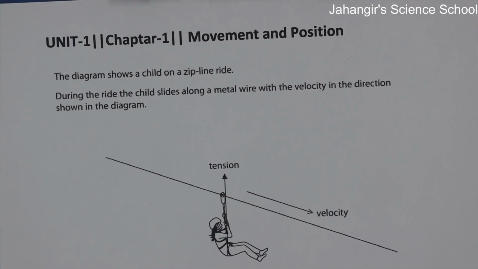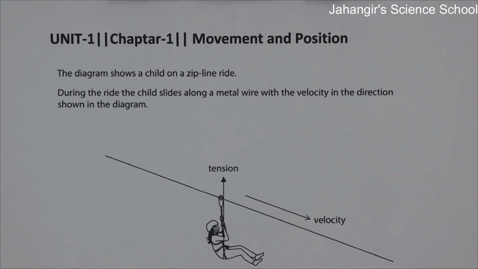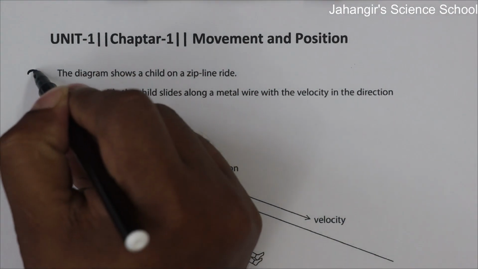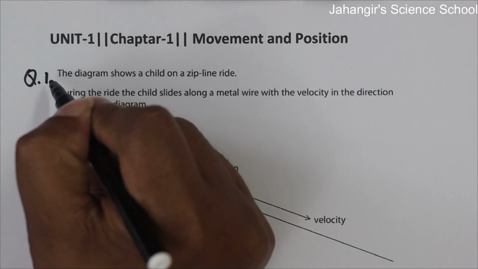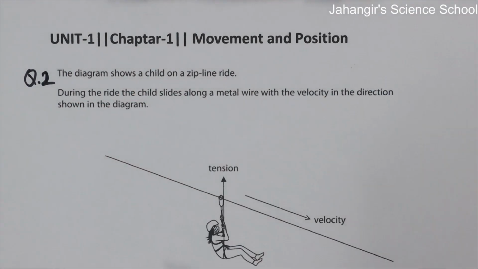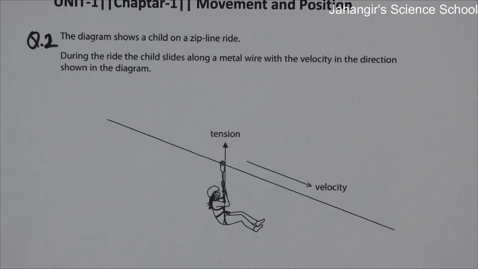I am going to discuss IGCSE O-Level Physics Unit 1 Chapter 1 Movement and Position, question number 2. In the last video we discussed question number 1. Today we start question number 2. The diagram shows a child on a zip line ride.